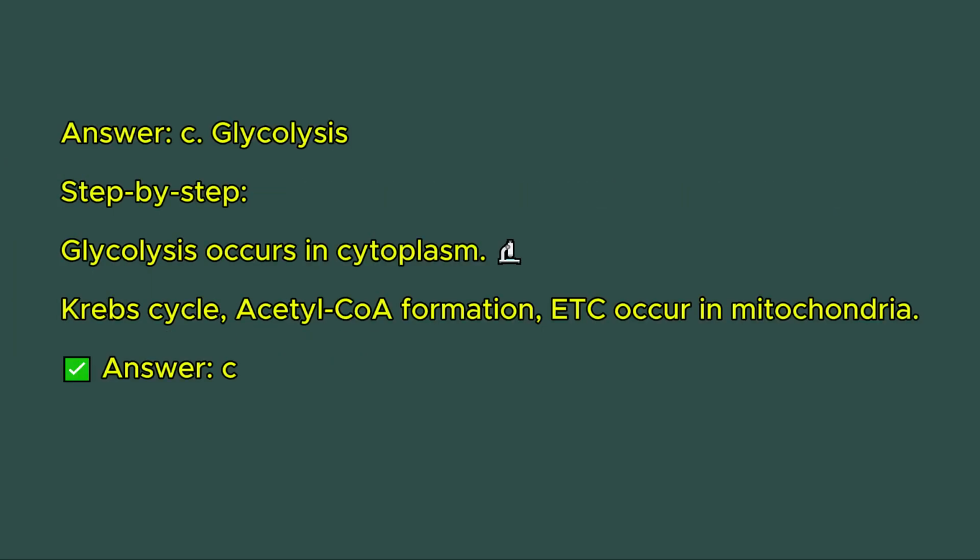Answer C. Glycolysis. Step by step. Glycolysis occurs in the cytoplasm. Krebs cycle, acetyl-CoA formation, and the electron transport chain occur in mitochondria. Answer C.